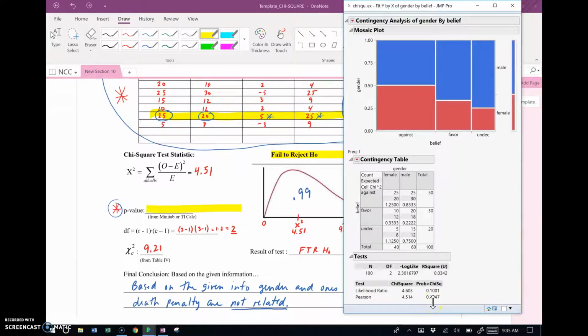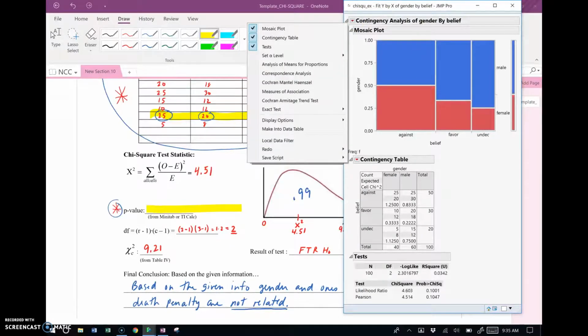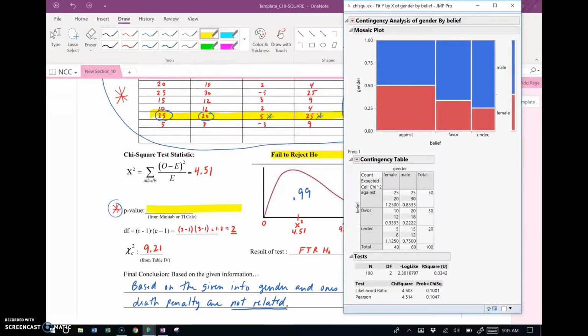But the only problem right now is I believe the default is a 5% alpha level. So we're going to have to change that. So click this little red triangle up here and go to set alpha level and change it to 1%. Okay, and okay, so the p-value is 0.1047.